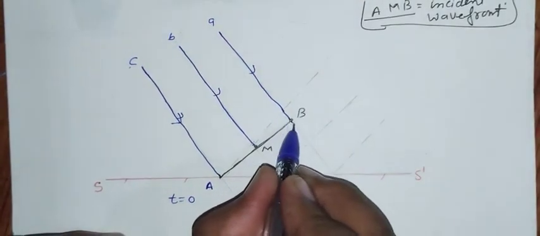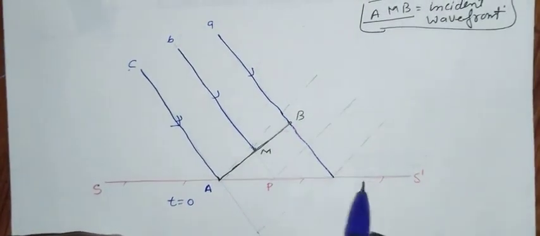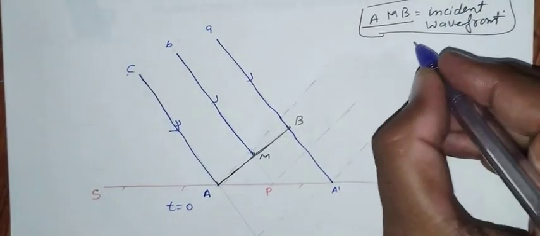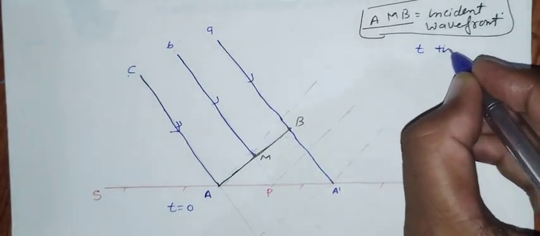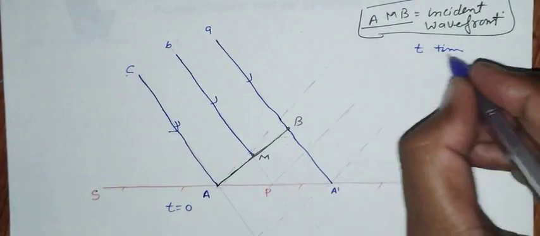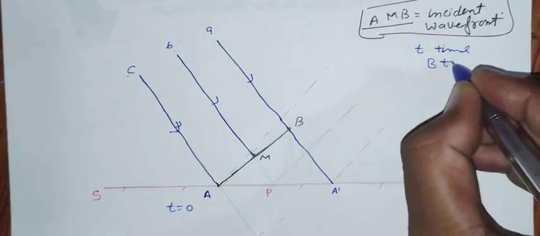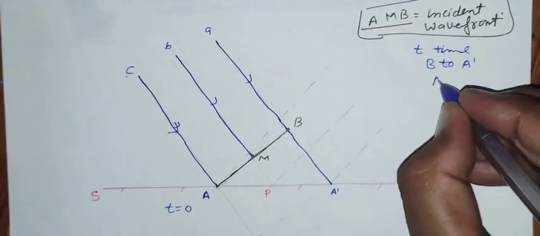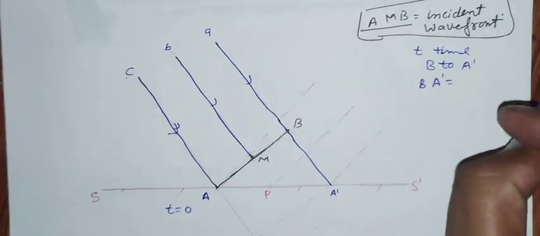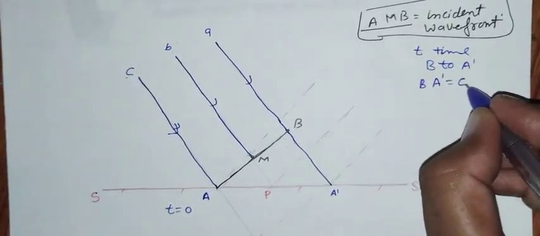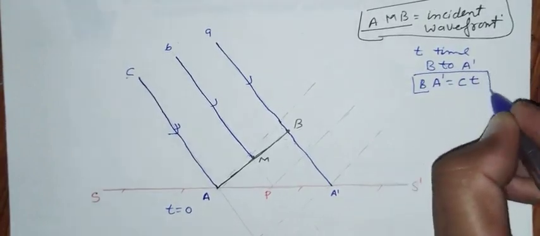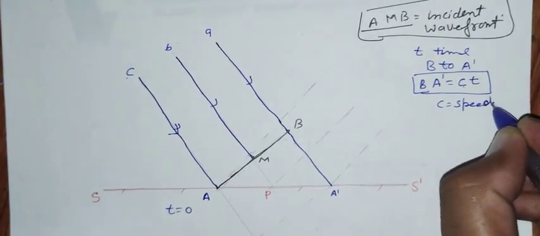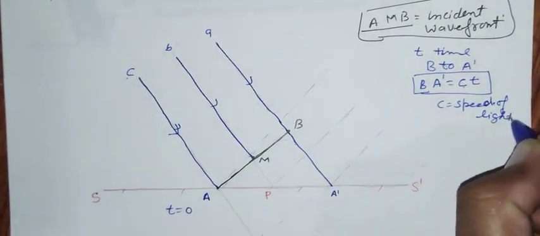It takes t time for the ray of light to reach from A to A dash. Let us take t time for the ray of light to reach from B to A dash. In that condition, B A dash is equal to a distance, equal to Ct, where C denotes the speed of light.